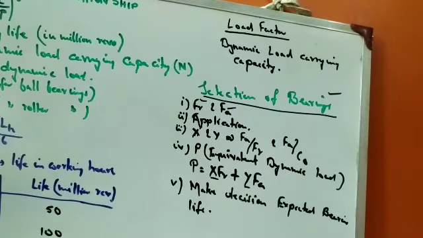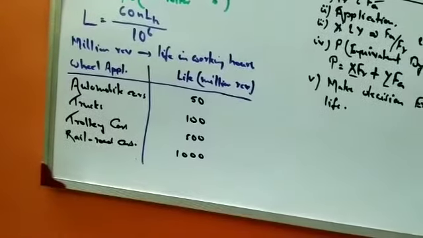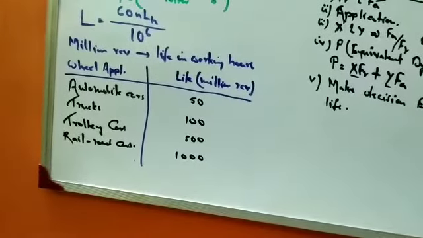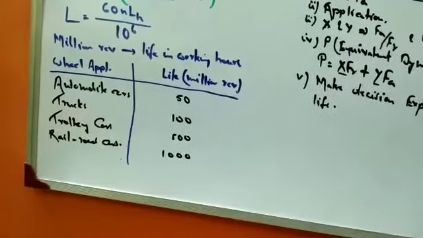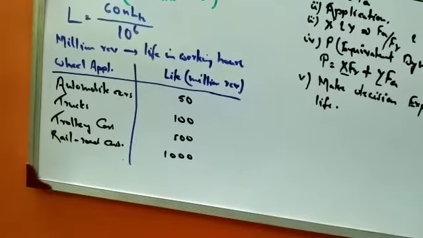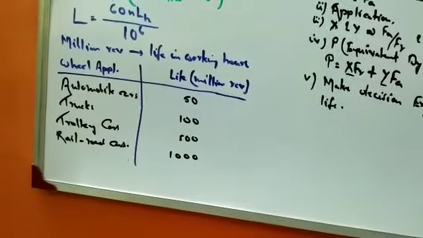Here there is no provision to multiply with the load factor to get the value of the dynamic load. Now, when we have achieved this value, we have to make a decision on the expected bearing life. The expected bearing life can be found from a table, which shows that for automobile cars, the expected life is 50 million revolutions. For trucks, it is 100 million revolutions. For trolley cars, it is 500 million revolutions. For railway road cars, it is 1000 million revolutions.